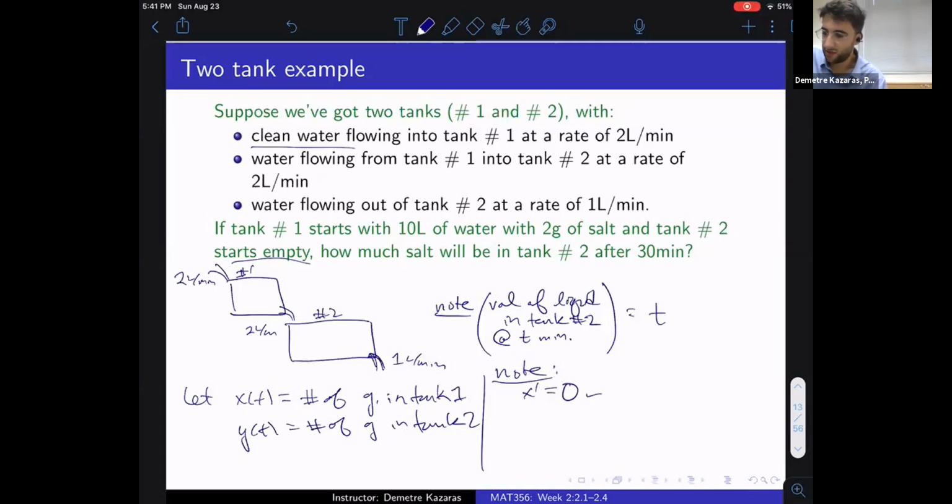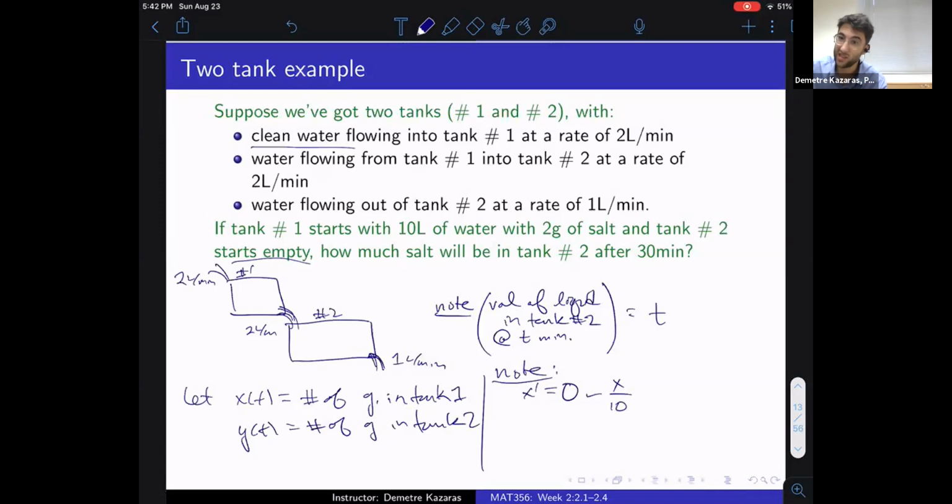Now, what about the rate of outgoing salt? Well, some salt leaves over time. It flows out at a rate of 2 liters per minute, and the amount will be the concentration of salt at that time in tank 1 times the rate at which it leaves. The concentration of salt at that time will be the number of grams of salt in the tank, that's x, divided by the number of liters in that tank, which is 10. It starts out as 10 and it stays 10 because the amount of liquid coming in and going out cancel each other out. So divided by 10.